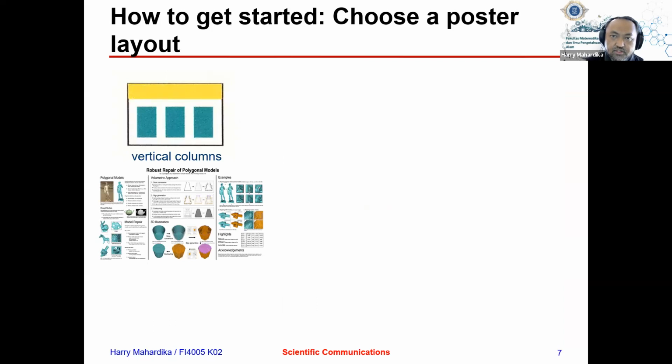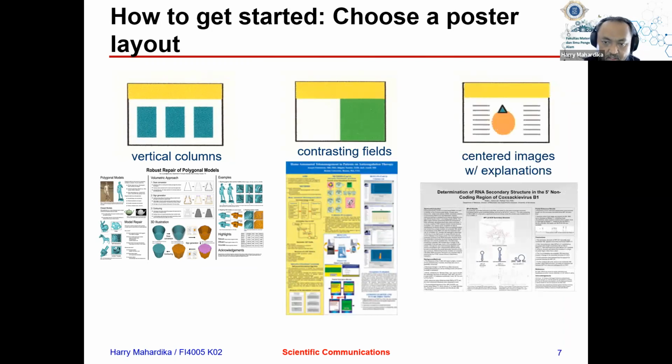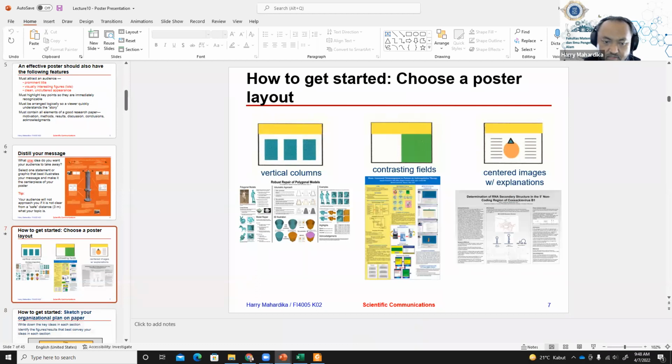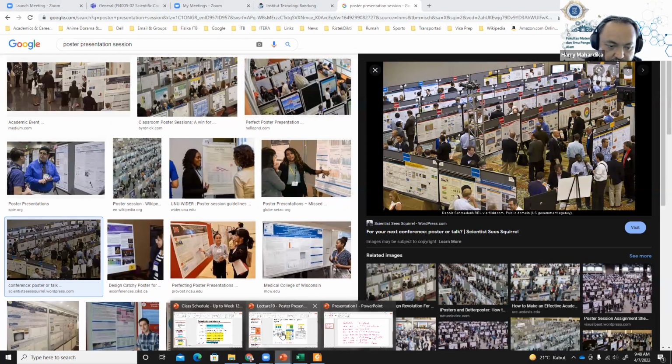Okay, how to get started? Choose a poster layout. You could use a portrait or landscape, and then you could make a vertical column like this one. Okay, this is the typical format for a poster presentation. Where, for example, you can see here in the Google image, right? Most of the presenters here are using the column format, even though there's some kind of modification on them. And okay, continuing.